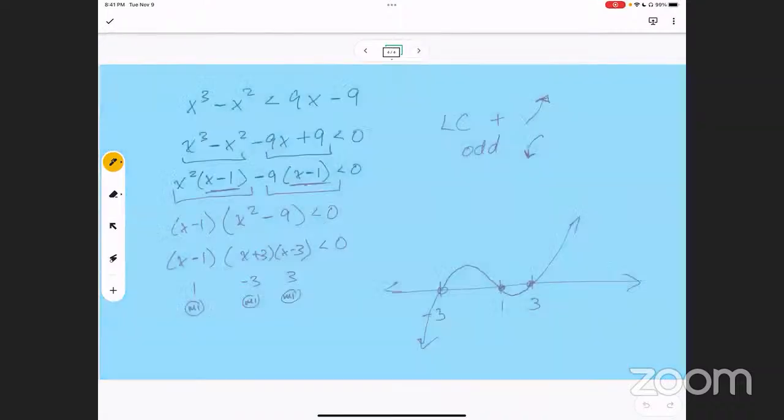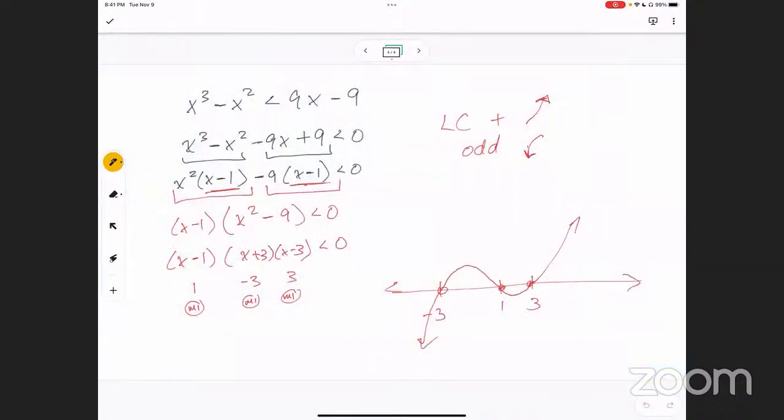Got it? How about this one? What's this going to be? Where is it less than 0? -infinity to -3, good. And is it included or not? Not. Very good. Union, what else? 1 to 3. And is it included, either of those? No. Perfect. You got this.